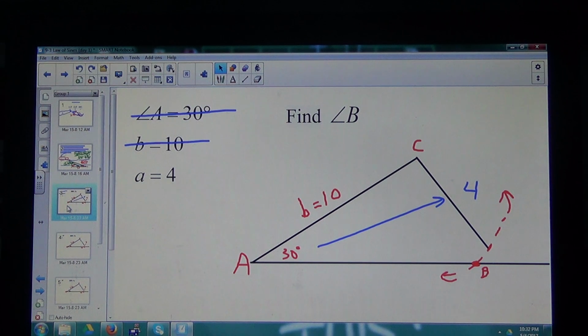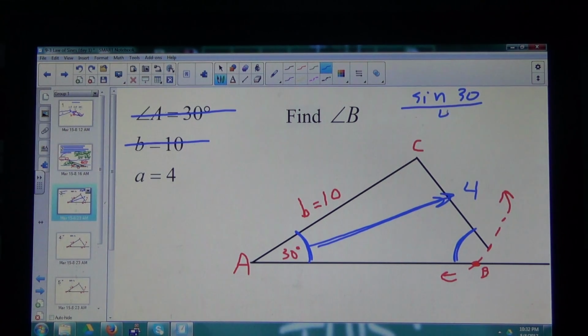Okay, so let's do law of sines here to find angle B. We're looking for angle B, which is this angle over here. So it'd be sine. When we do law of sines, we always need to know an angle. So here's the angle I know and here's the side I know. I know angle 30, and I know the side opposite is 4. Once I know those, I'm ready to go. Then my next step is that I need another angle and its opposite. So it'd be sine. I don't know it, so I'm going to call it angle B, over its opposite, which is 10.